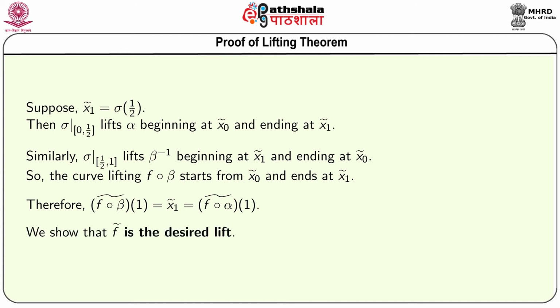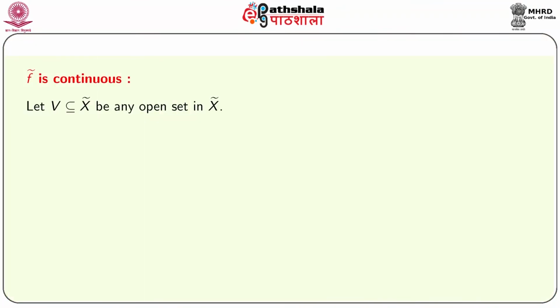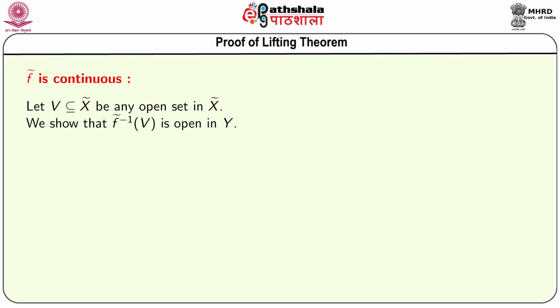We now show that this F tilde is the desired lift. The way we have defined F tilde, it is evident that it satisfies the property that P composed F tilde is equal to F. So, for F tilde to be a lift of F, we need to show that it is continuous. Let V be an open set in X tilde. We have to show that F tilde inverse of V is open in Y.